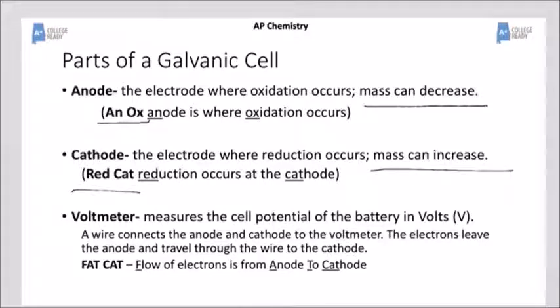And the electrons, and this is pretty important, you might want to put a big star by this, the electrons leave the anode, because think about it, the anode's oxidation, that's where electrons are lost in that half reaction. And the electrons are going to be traveling through the wire to the cathode where they want to be gained to cause reduction. The mnemonic device here is kind of a stretch, but flow of electrons is from the anode to the cathode.